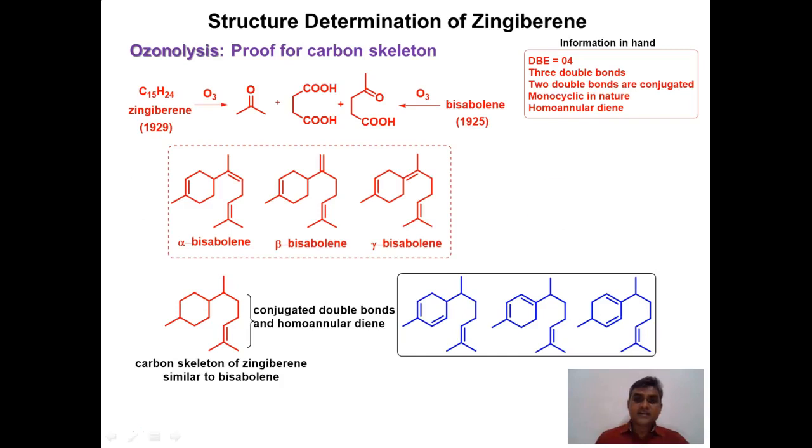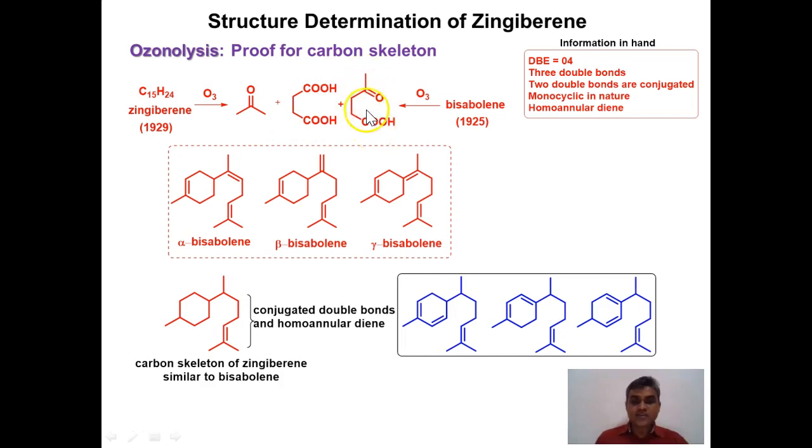Now after this, let us find out the positions of these functional groups. We have to find out the positions of these three double bonds in the entire skeleton of the gingiberine molecule, which also includes the presence of one ring. And for that, the ozonolysis experiment is a turning point of investigation. When gingiberine is subjected to ozonolysis, it forms three products. One is acetone, then this dicarboxylic acid, and here we get levulinic acid.